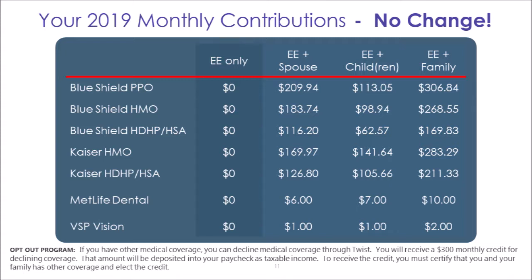If you have other medical coverage, you can decline medical coverage through Twist. You will receive a $300 monthly credit for declining coverage. That amount will be deposited into your paycheck as taxable income. To receive the credit, you must certify that you and your family have other coverage and elect the credit.